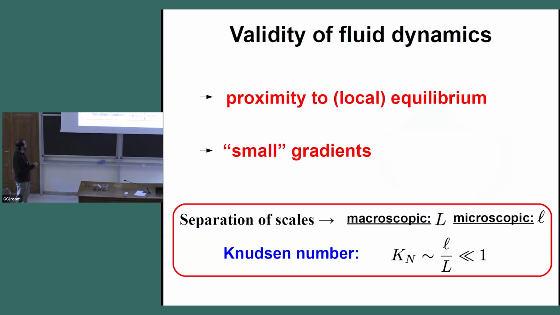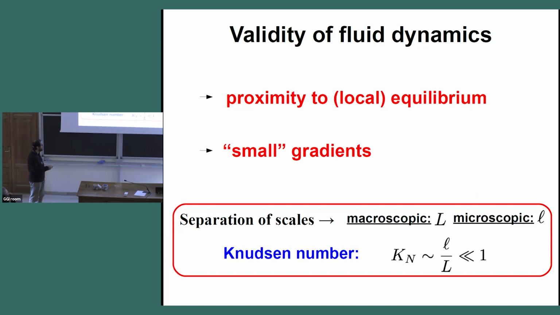When you talk about the validity of these theories, this is often important in practice, right? You want to know when they break down and how they can be applied. So here I gave you some very vague sense of what we usually think is required. There's some notion of small gradients, so you expect some separation of scales: the distances over which your fluid variables vary in space should be much, much larger than your microscopic scale.